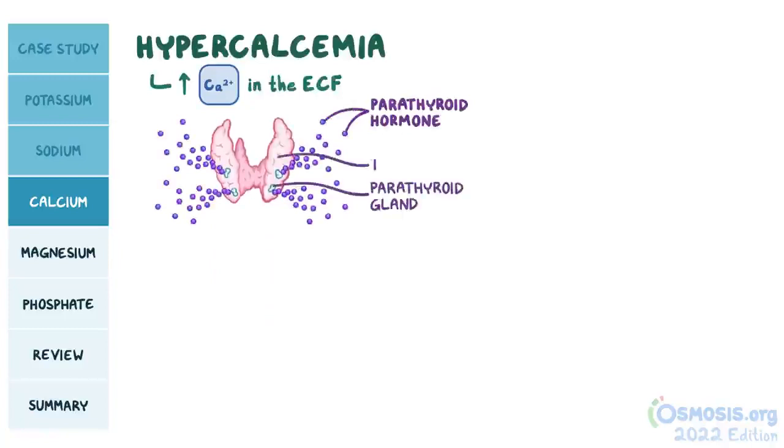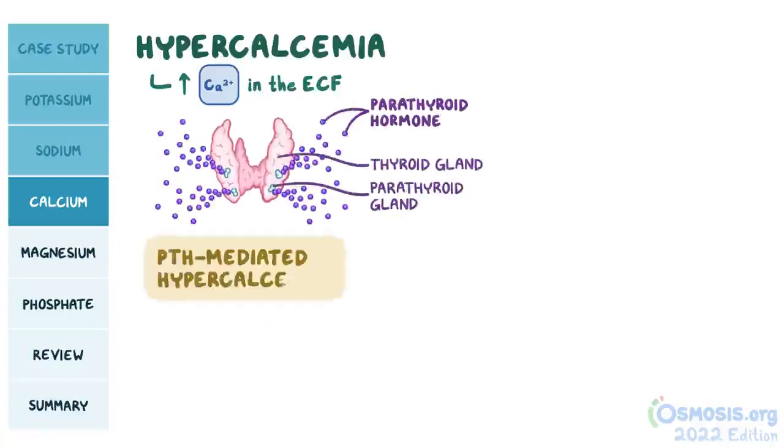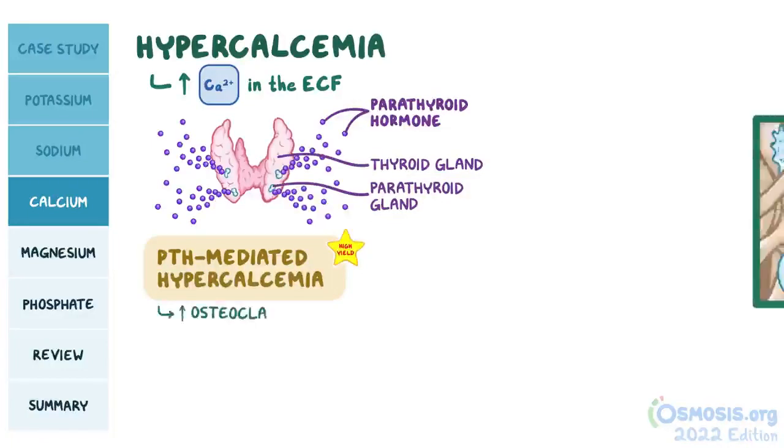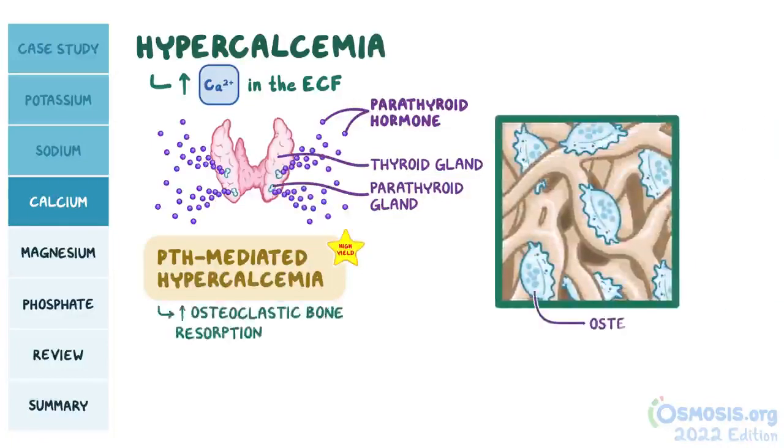Now, hypercalcemia, or too much calcium in the ECF, is most commonly caused by excess parathyroid hormone secretion by the parathyroid glands, and is known as PTH-mediated hypercalcemia. This results in increased osteoclastic bone resorption. This is where osteoclasts break down the bone and release calcium into the blood.